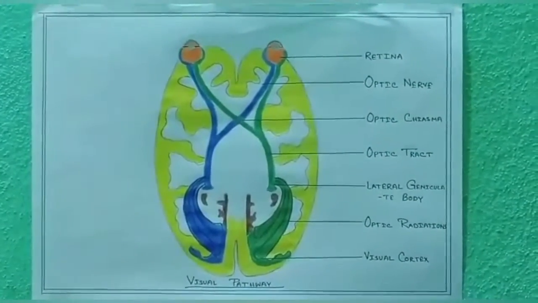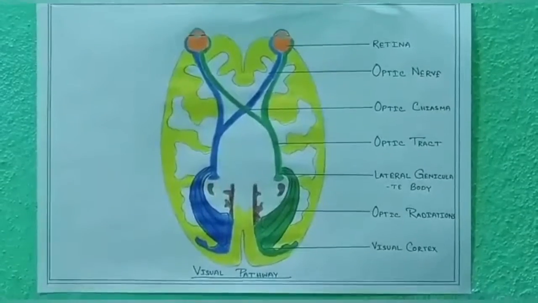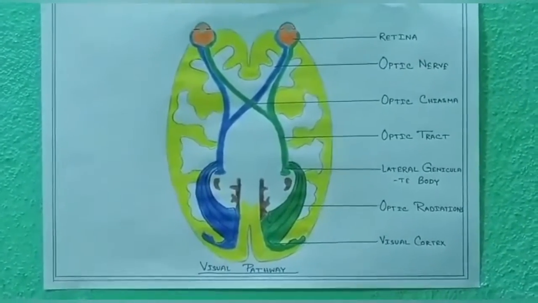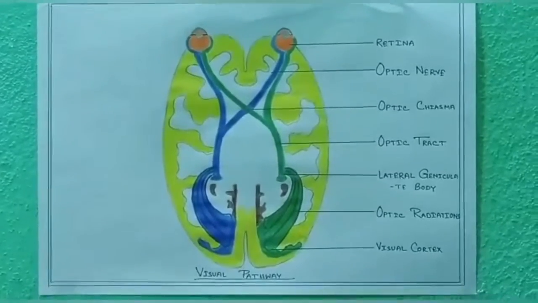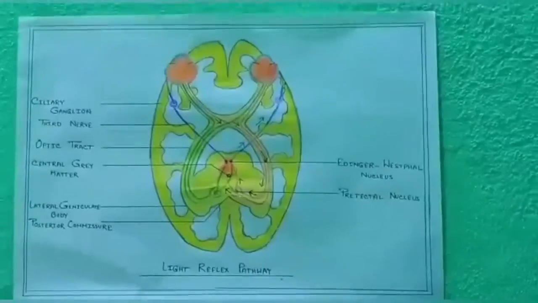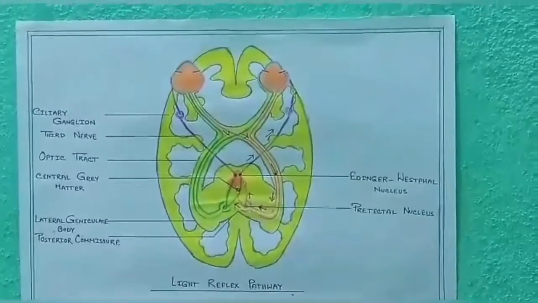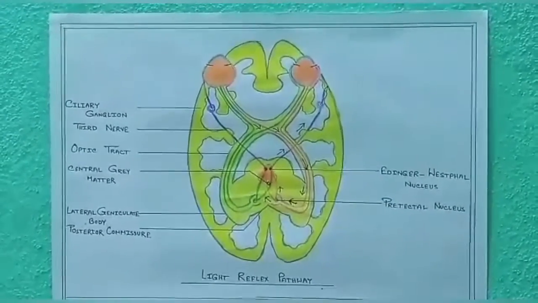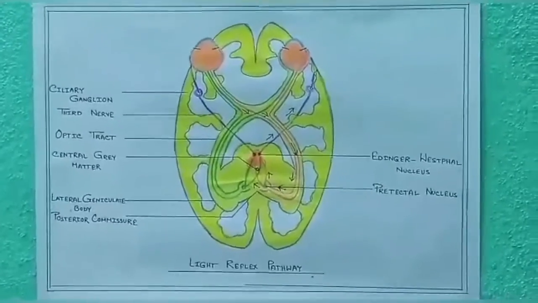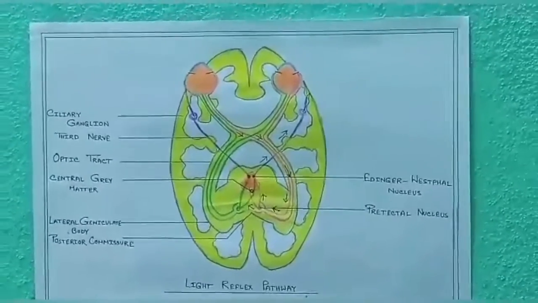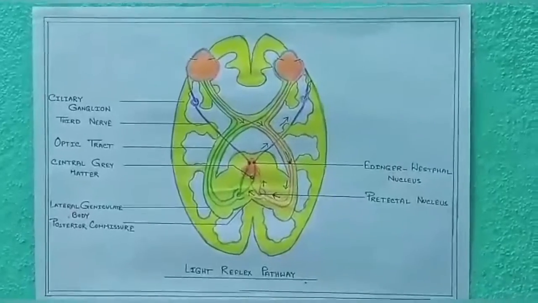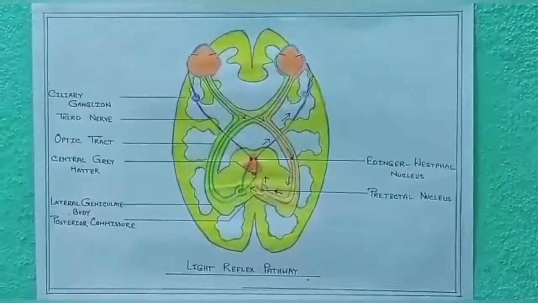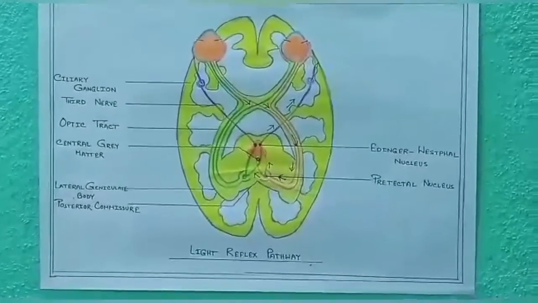There are several reflex pathways, that is light reflex pathway, near reflex pathway, darkness reflex, psychosensory reflex and lid closure reflex. In this video, we are only going to talk about the light reflex pathway. So what is the light reflex? When light is shown in one eye, both pupils constrict. Constriction of the pupil to which light is shown is called the direct light reflex, and that of the other pupil is called the indirect light reflex or consensual light reflex.